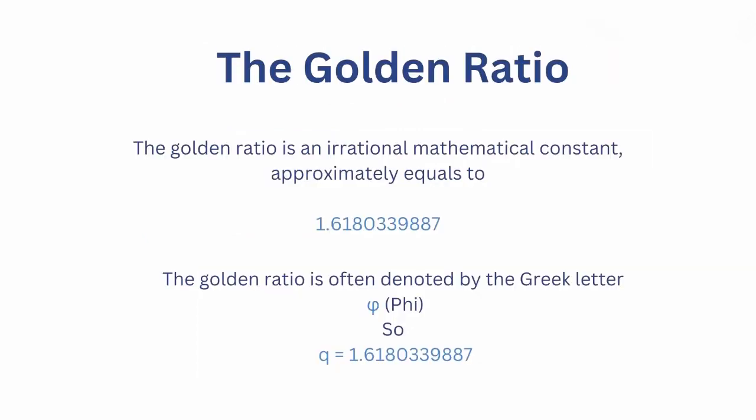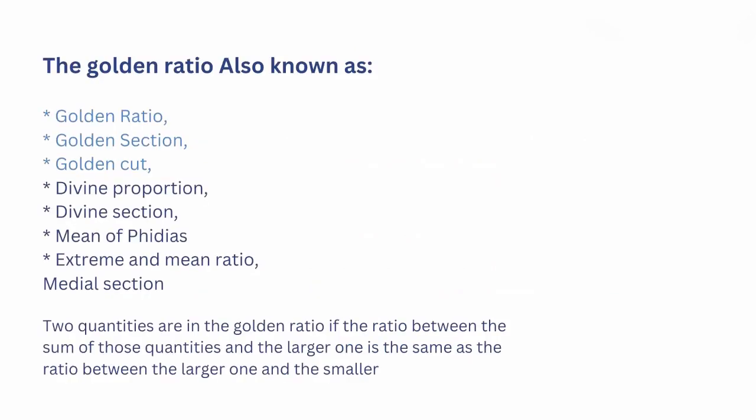The golden ratio. The golden ratio is an irrational mathematical constant, approximately equal to 1.6180339887. The golden ratio is often denoted by the Greek letter phi. So, phi equals 1.6180339887. The golden ratio is also known as the golden section, golden cut, divine proportion, divine section, mean of Phidias, extreme and mean ratio, medial section.